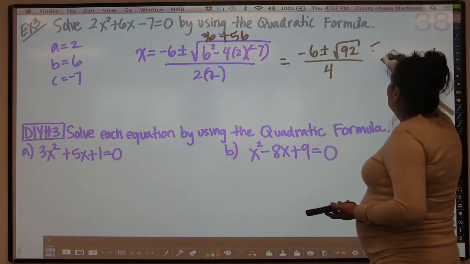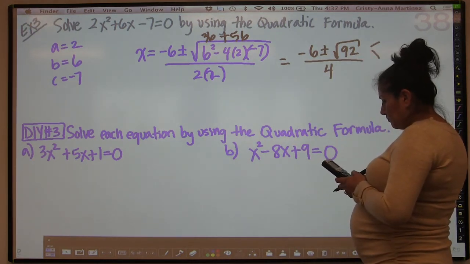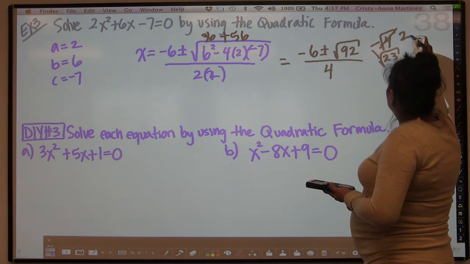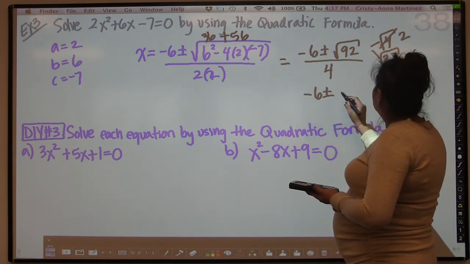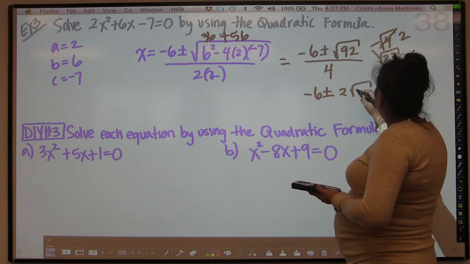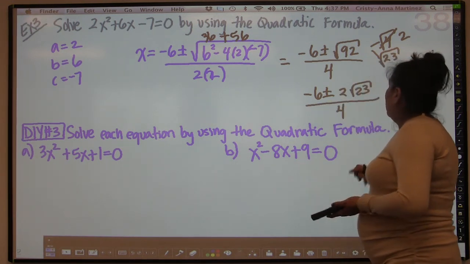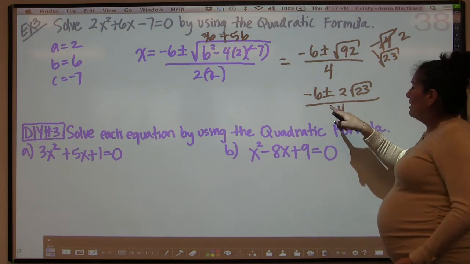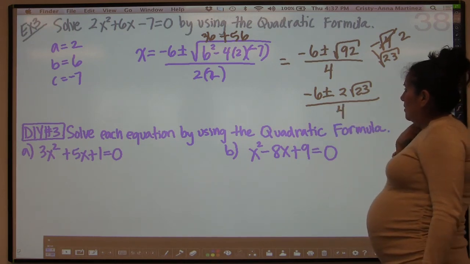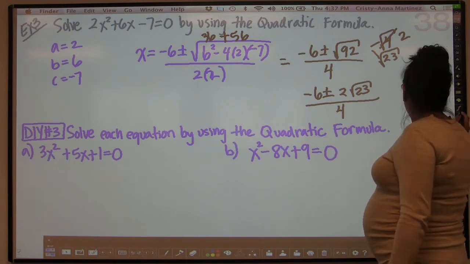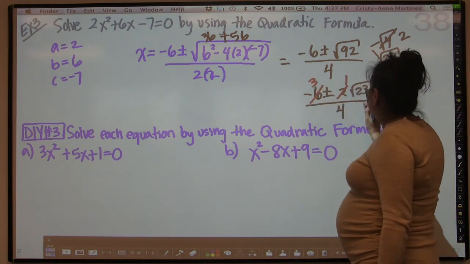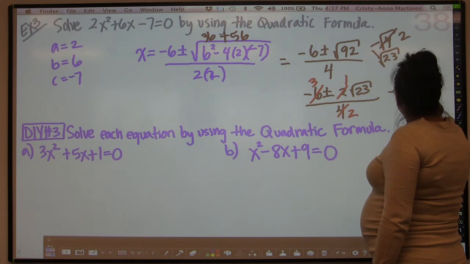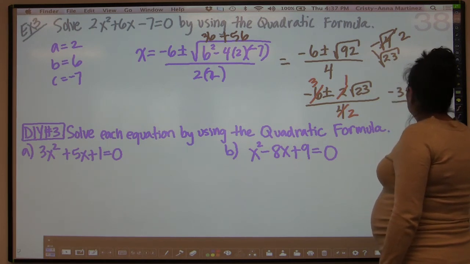Now the 92, we're going to try to break down, and it turns out the 92 is 4 times 23, and the square root of 4 is 2, so now we get negative 6 plus or minus 2 root 23 over 4. And the root 23 here does not break down any further, it's a prime number. So this is what we're left with. But we know that 2 goes into all of these numbers. And so we're going to reduce that. 2 goes into negative 6 3 times, 2 goes into 2 once, and 2 goes into 4 twice. So we're going to get negative 3 plus or minus the square root of 23 all divided by 2.